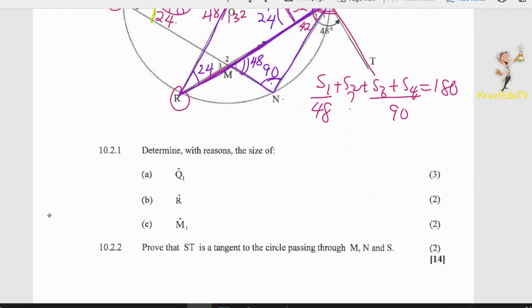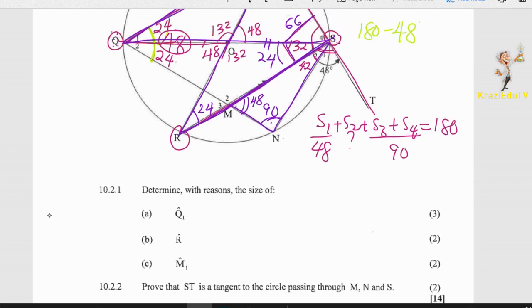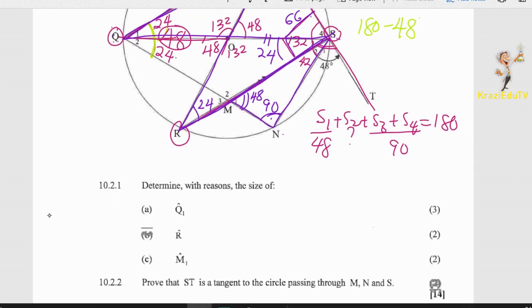What else? Prove that ST is a tangent. Okay, I like this question. It's a converse question. Prove that ST is a tangent to the circle passing through M and S. This is what I'm going to do. Let's start by drawing a small circle that passes through M, N and S.